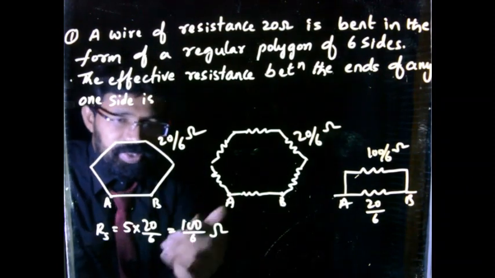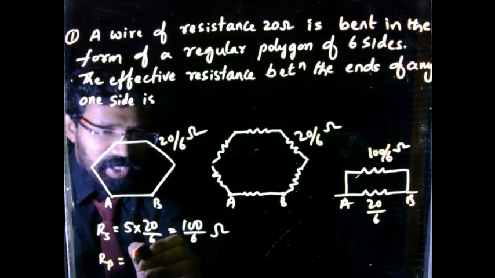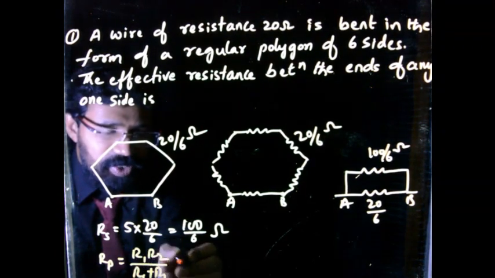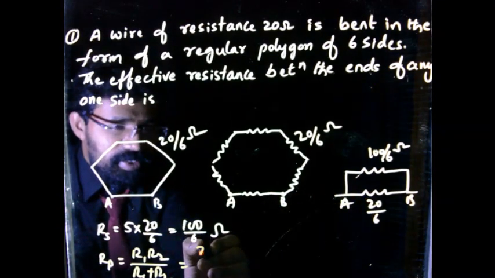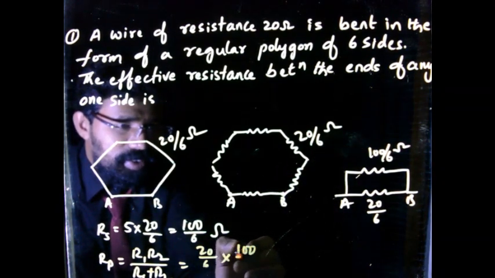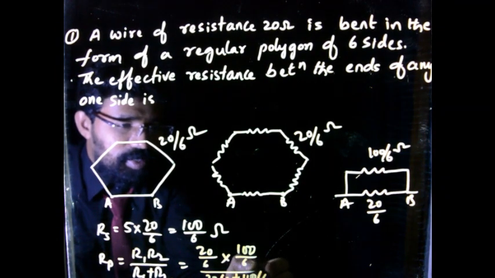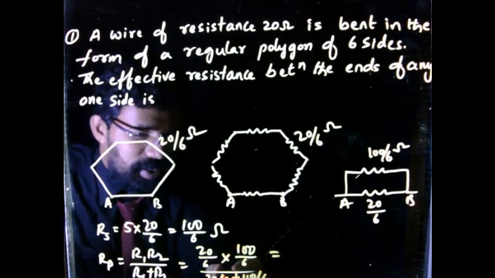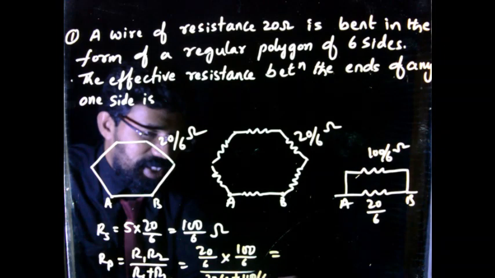Now see, 100 by 6 ohms resistance and 20 by 6 ohms resistance are both in parallel combination, isn't it? So what is the effective resistance in the parallel combination? Rp is equal to R1 R2 by R1 plus R2. This is the effective resistance in the parallel combination, isn't it? So I will take R1 as 20 by 6 and R2 as 100 by 6, over 20 by 6 plus 100 by 6. Finally what will I get? 20 by 6 plus 100 by 6 is 120 by 6. 120 by 6 is again 20.